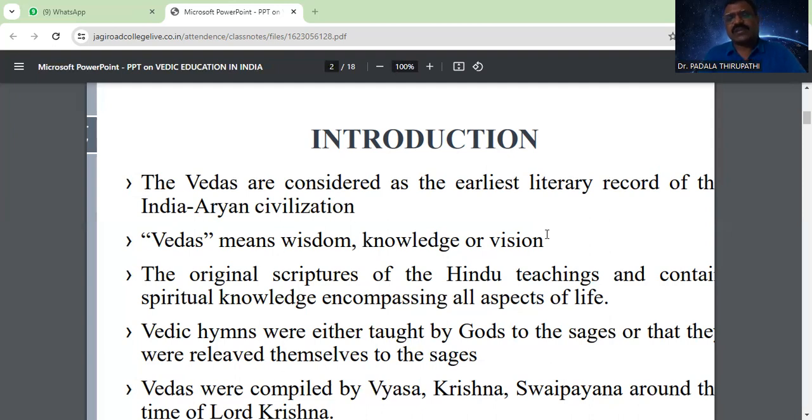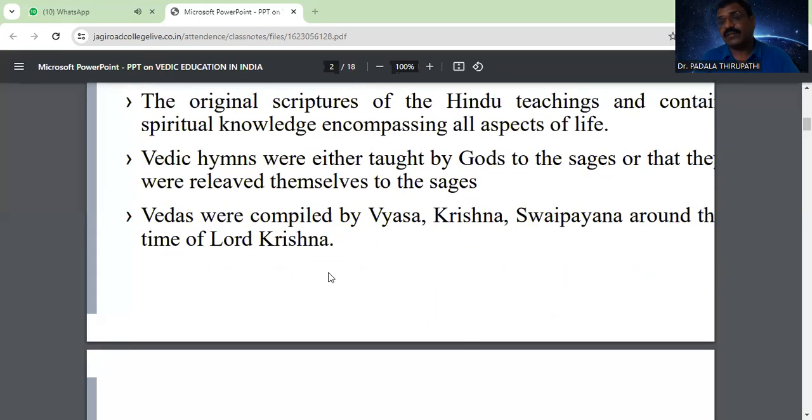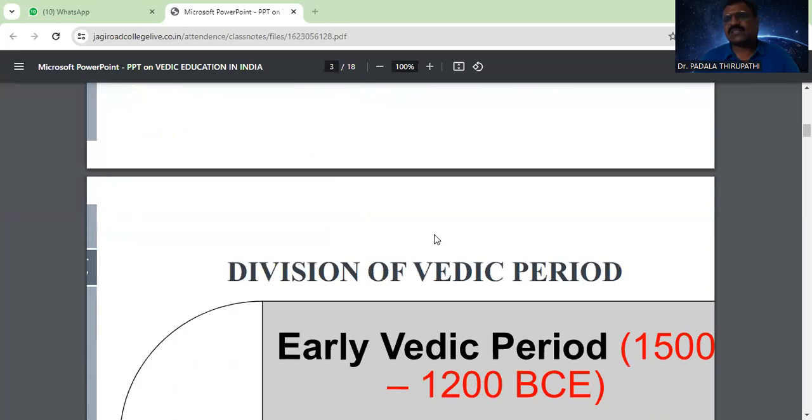Vedic hymns were either taught by gods to the sages, or they were revealed themselves to the sages. The Vedas were compiled by Vedavyasa, Krishna Dwaipayana, around the time of Lord Krishna. How many Vedas? We know that.